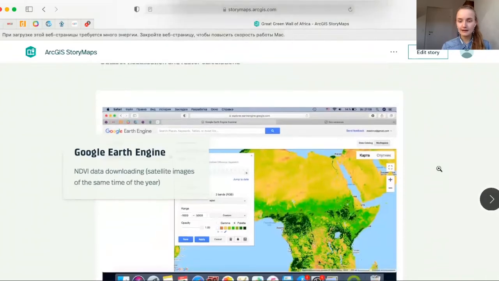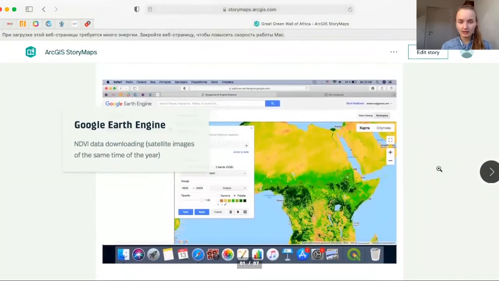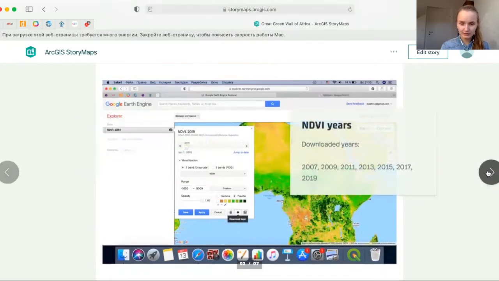First of all, I used Google Earth Engine to download the data. I tried to use data for this year, 2020, but data for 2020 isn't sufficient. It's still under construction. So I used the data from 2007 till 2019. First of all, I uploaded this data. Here you can see the process that I went through, and I downloaded this range of years.